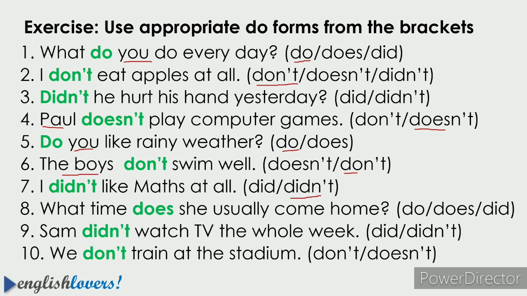What time does she usually come home? So here she is the subject, which is singular, so the singular verb is there. It is a question, so at the end a question mark is there. Okay, next sentence. Sam didn't watch TV the whole week. So the whole week, he's talking about the past, and here didn't, so negative form in the past. We don't train at the stadium. So here with we use the form do, and then negative is there, so don't train. So these are the answers.